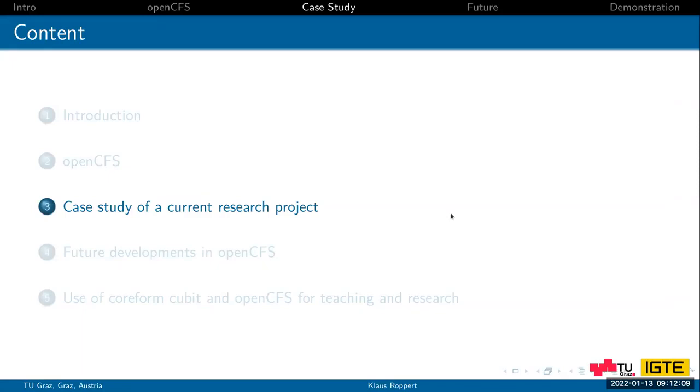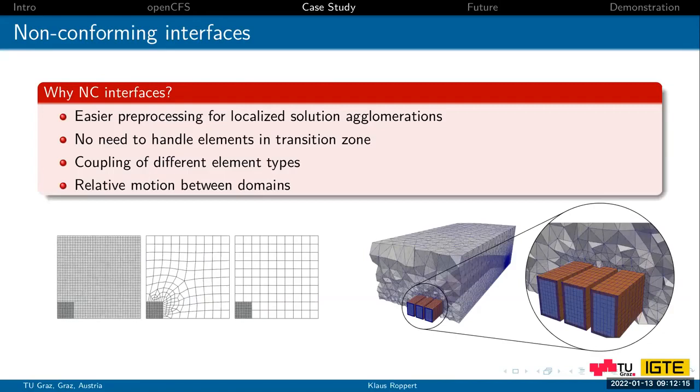Okay, now some words about a recent research project that we were working on. So we were implementing non-conforming interfaces. And for those of you who are not familiar with that, there might be some physics where you have some localized solution agglomerations, especially when dealing with wave propagation. So let's assume we're simulating an acoustic problem, and we have a source region with acoustic sources that needs to be refined very fine, and a propagation region where we don't need such a fine mesh resolution. So you could either mesh everything with the fine mesh, which results in unnecessarily many degrees of freedom.